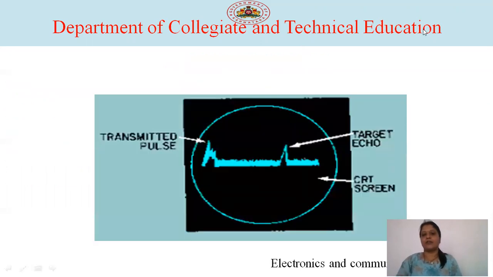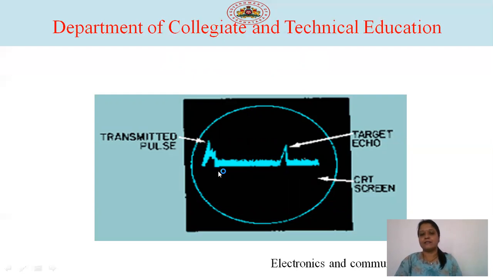Now, this is one of the waveforms which we get from the A-scope display. If you observe, this is the screen. This is the first pulse we get. This is the signal which we receive due to the transmitted signal. This is the pulse represented on the screen. And after some time, we receive the echo signal. This is the echo signal pulse.